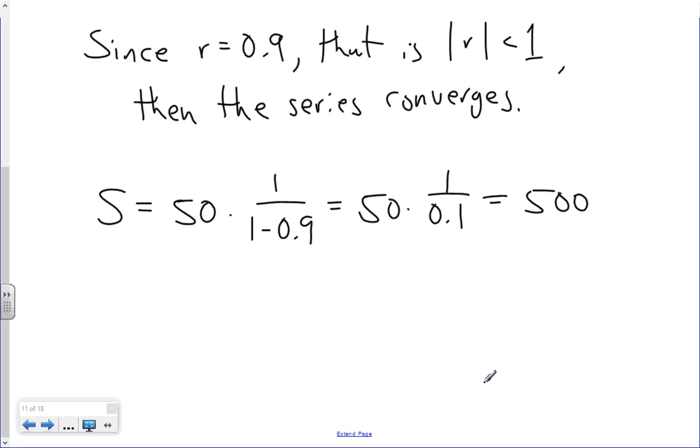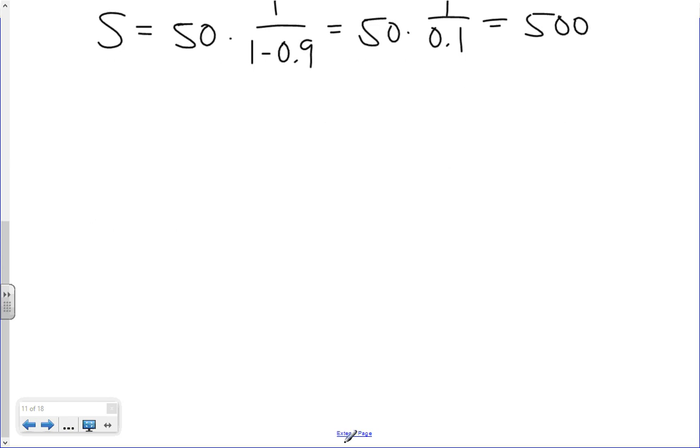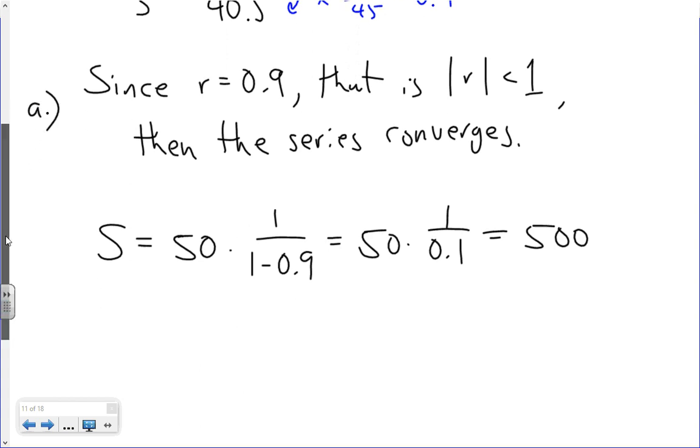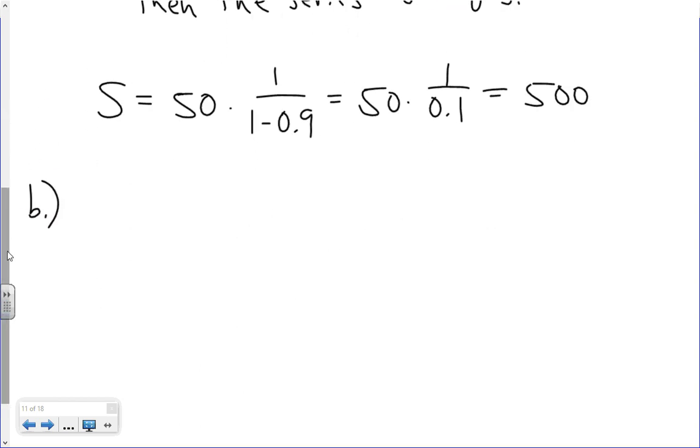Second part of this is how many terms must be added in order for the partial sums to be within 1 unit of that limit. So if I want to be within 1 unit of 500, that means that I want to be at least 499. Maybe I should call this part A and part B here. This is really part A, and this is part B down here. I'm trying to find out when my partial sum is greater than this 499. I want to be within 1 unit of that answer. If you want to say it's 500 minus 1, same thing. But I want to find out when it's greater than 499.